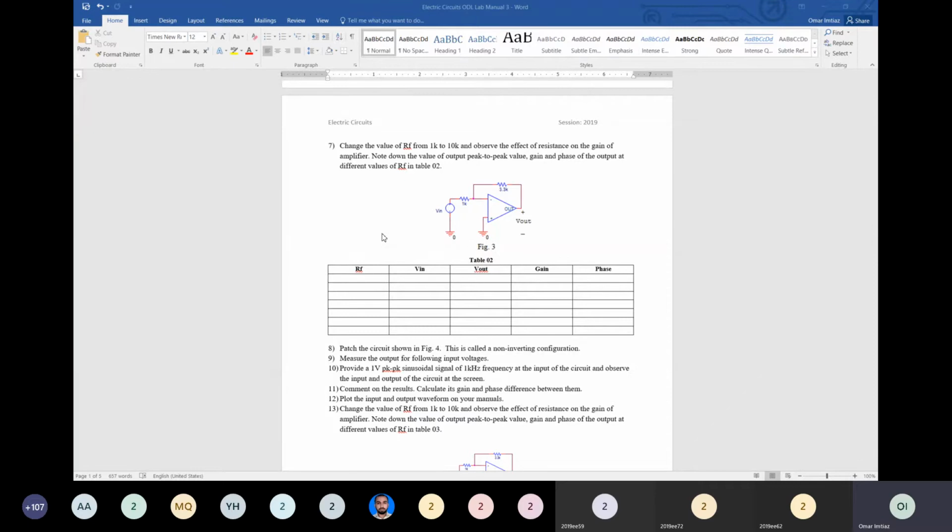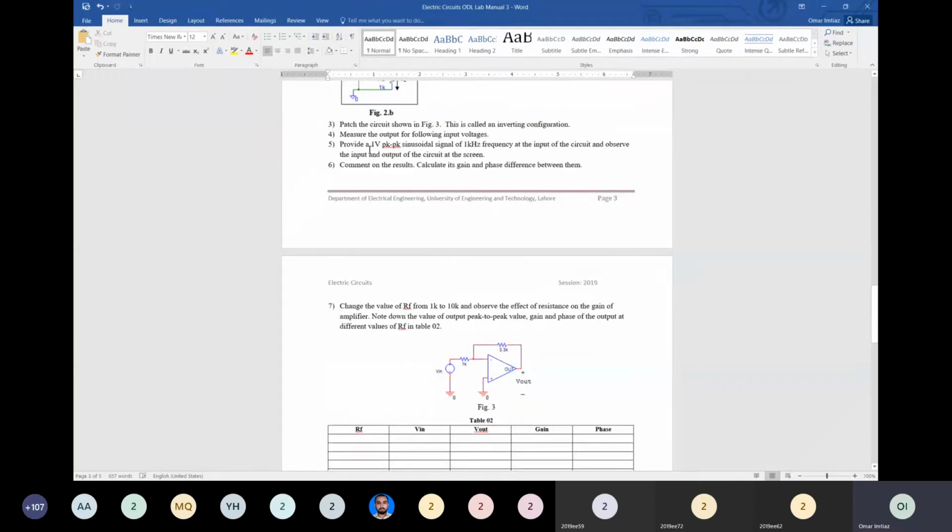We have a feedback resistor of 3.3 kilo ohms and R1 as 1 kilo ohm. So minus 3.3 by 1, minus 3.3 should be the gain of this inverting amplifier. For different values of RF in the column, you will have most probably the same value for V input, 1 volt peak to peak at 1 kilohertz. It has been specified over here.